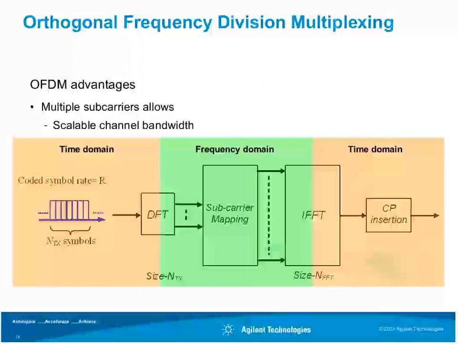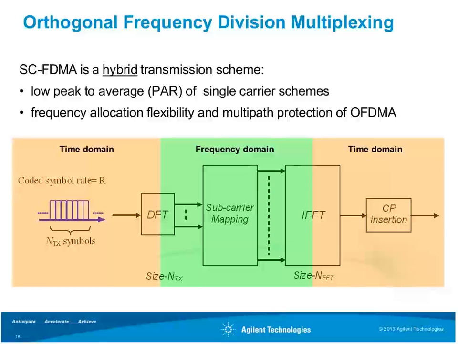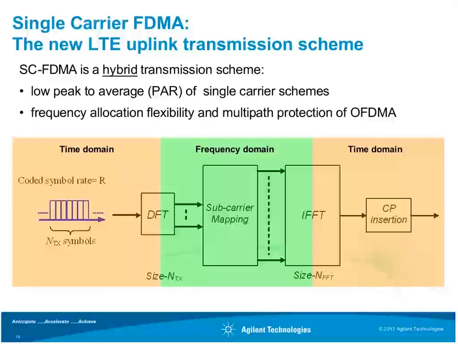Single-carrier frequency division multiple access, SC-FDMA, is a new concept in the transmission, and it's used in the uplink for data transmissions only. This diagram here shows that approach. Now, SC-FDMA is what we call a hybrid transmission scheme. It really tries to combine the best characteristics of single carrier systems, like the low peak to average ratio, with some of the frequency domain flexibility and the multipath resistance that we have in OFDMA.